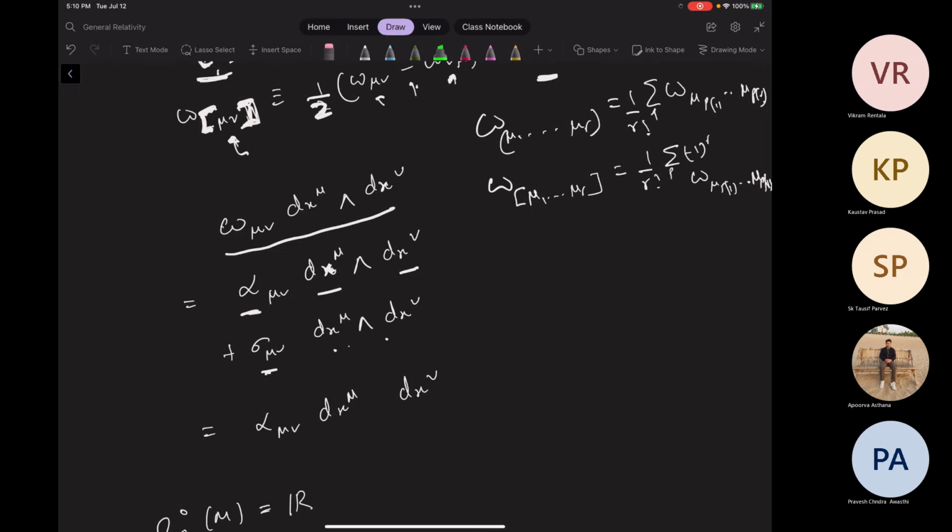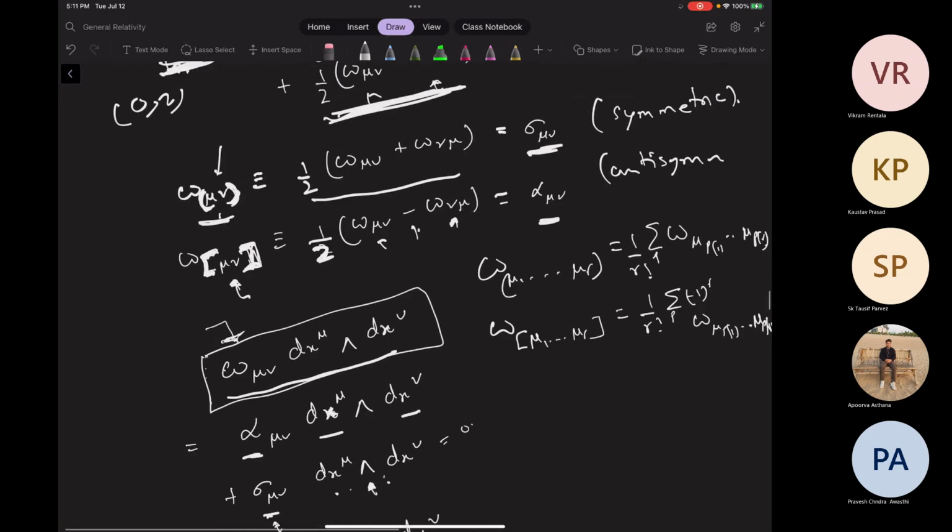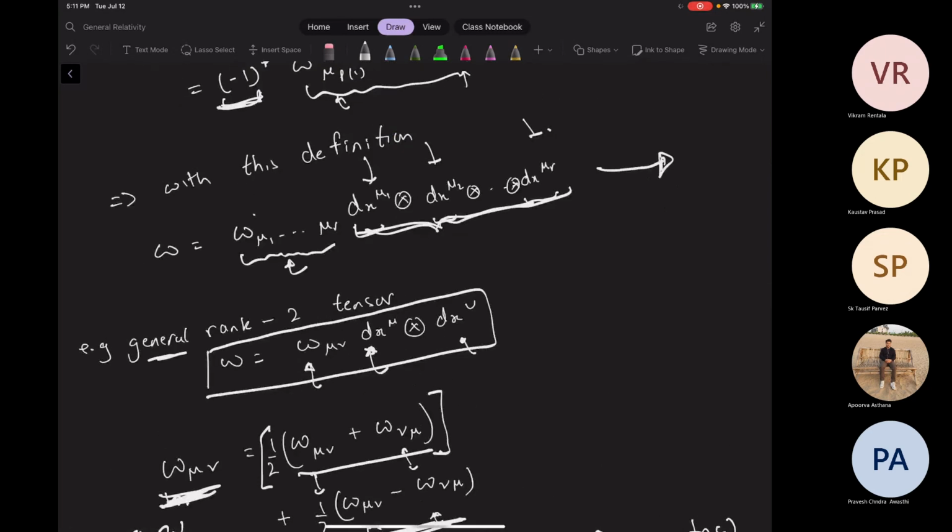Now because the wedge product is anti-symmetric, if I take a symmetric combination of indices contracted with an anti-symmetric combination of indices, I'm going to get 0. So this term will just vanish, and this quantity will just be equal to alpha mu nu, the anti-symmetric combination, dx mu wedge dx nu. So in other words, without loss of generality, if we start with a form, omega is equal to omega mu nu dx mu.